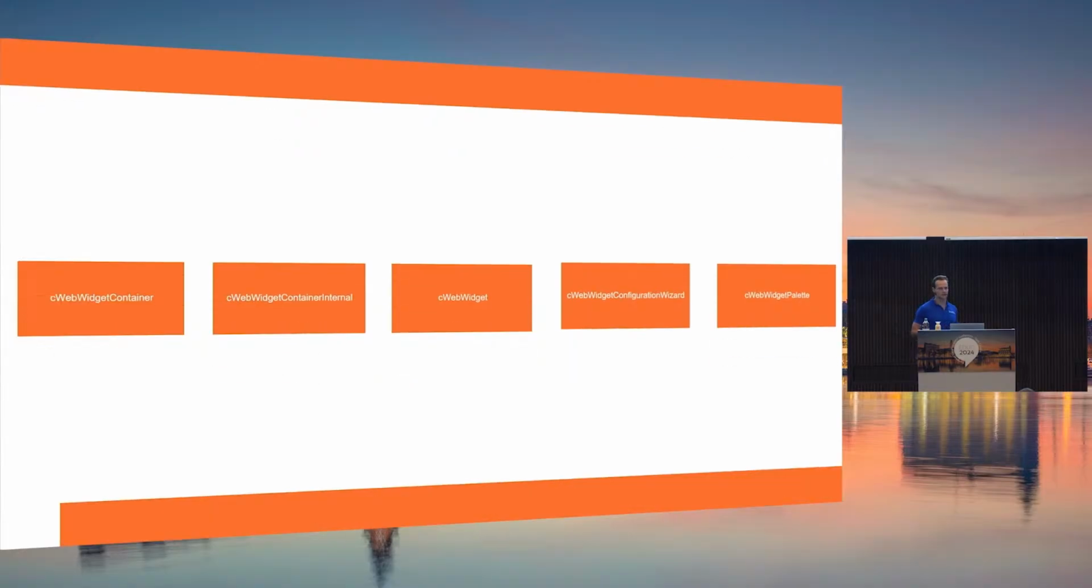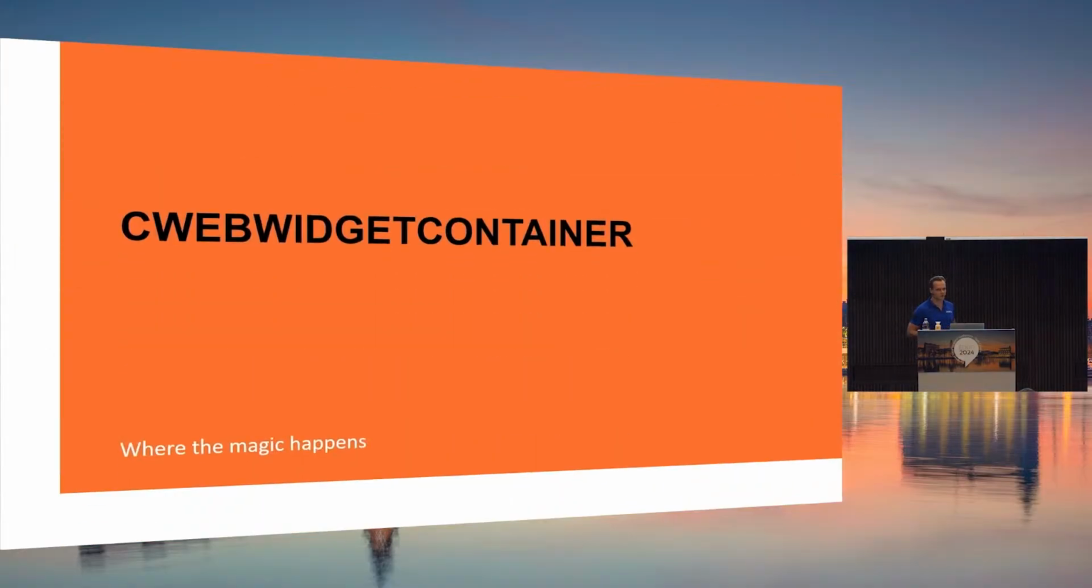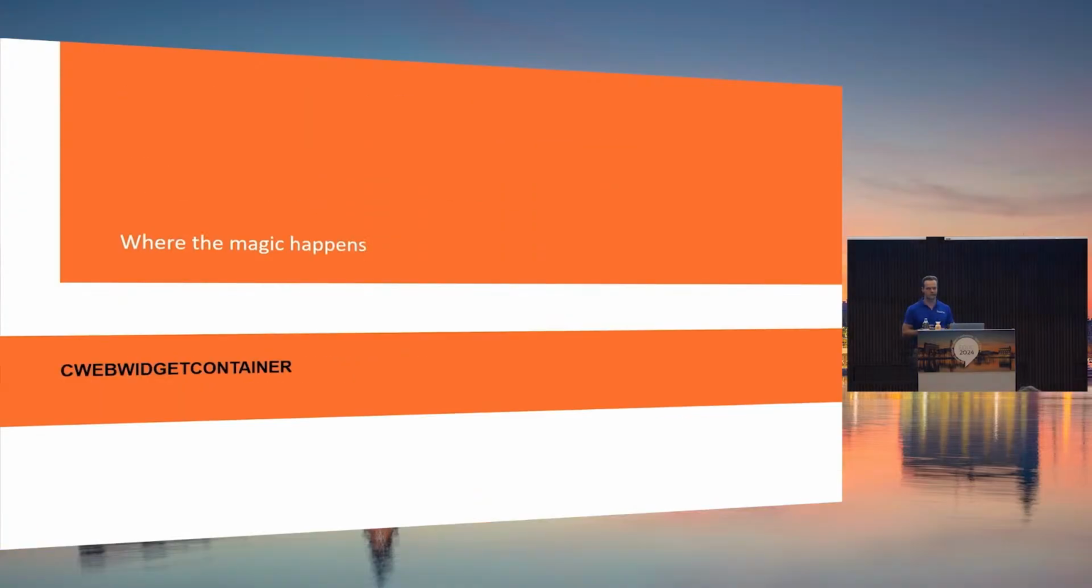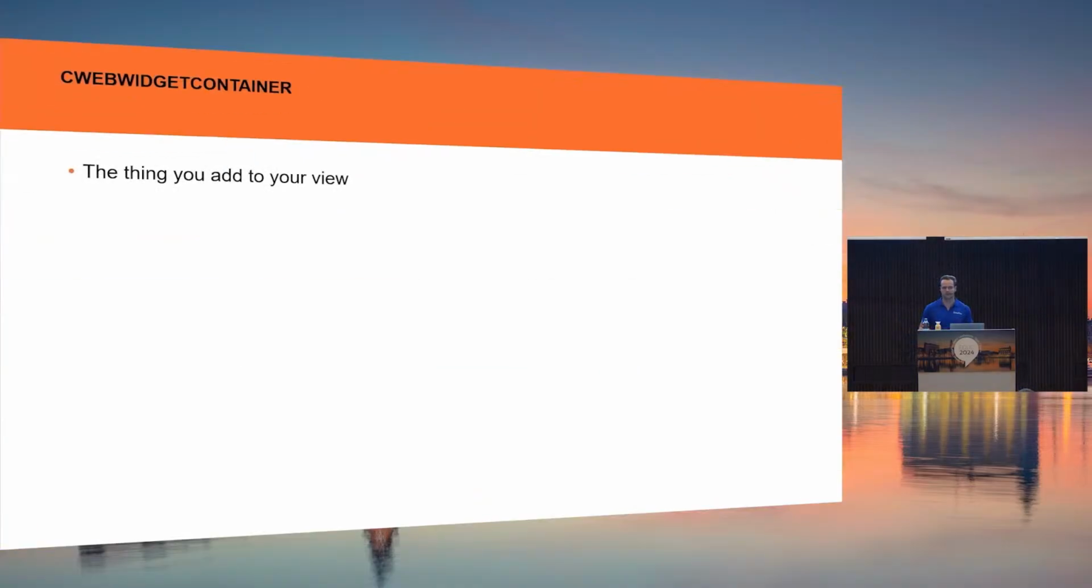Fair disclaimer, this is going to be a bit more of a top-level view, so don't expect to know everything by the time I'm done with talking about these things. So first off, the C web widget container. This is where the magic happens. This is the thing that you add to your view, and by doing this, you've already unlocked about 80% of what you need to do to make dynamic dashboards a possibility in your application.